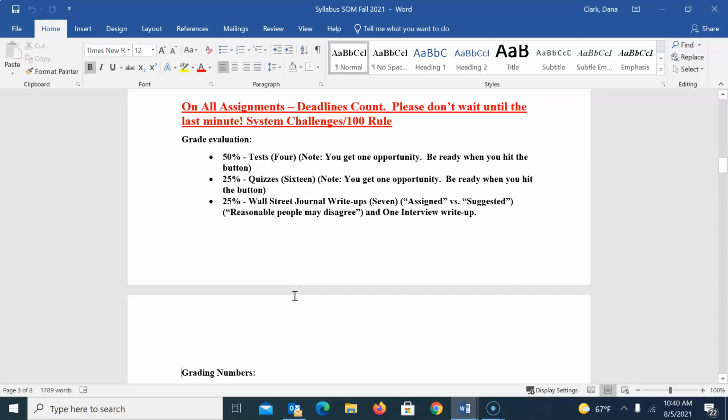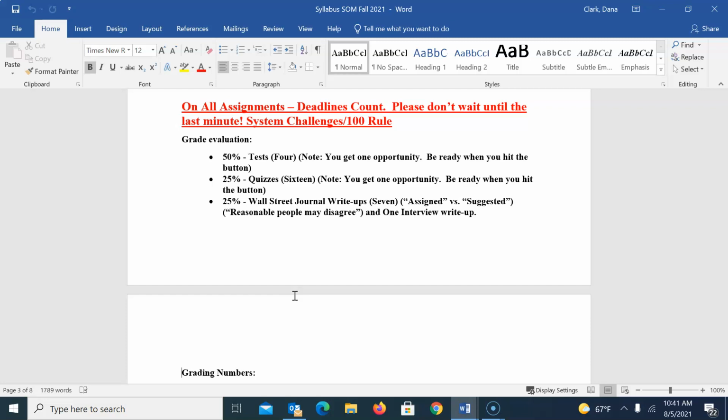You'll eventually see 7 articles, an interview write-up, 16 quizzes, and 4 tests. You have deadlines on these. In the real world, deadlines count. So please don't wait until the last minute. Gee, my computer went down, my dog got sick, I had to go to the emergency room, whatever. Every assignment in there is given to you well in advance. So please don't wait to the last minute. We have extreme system challenges. If you go past the deadline, it's really difficult for us to put anything in.